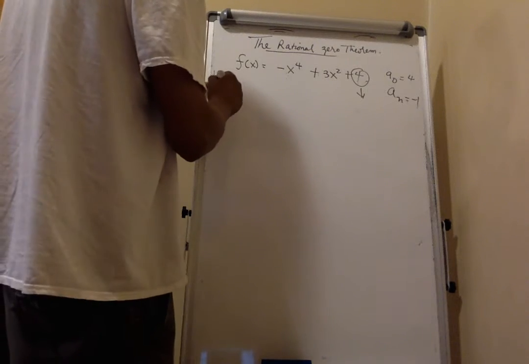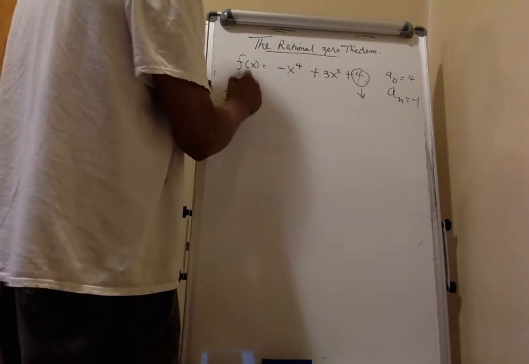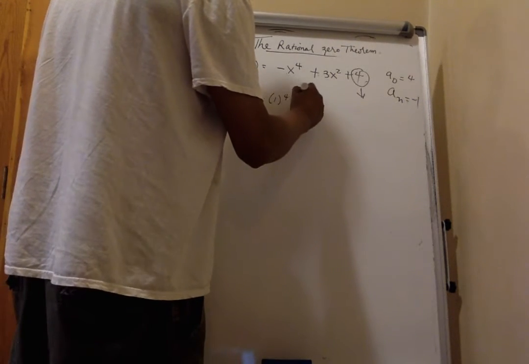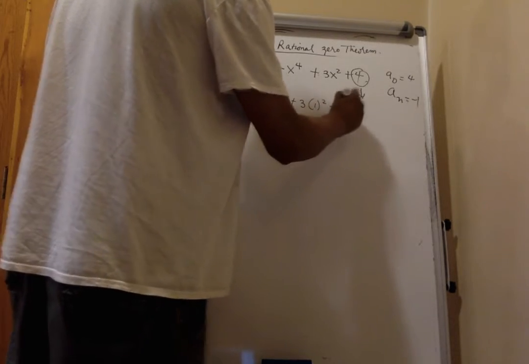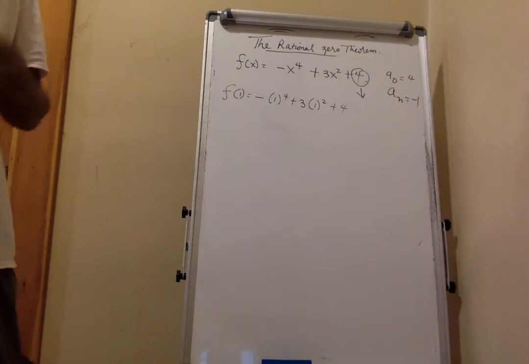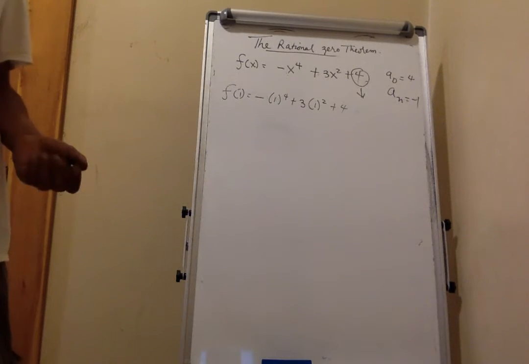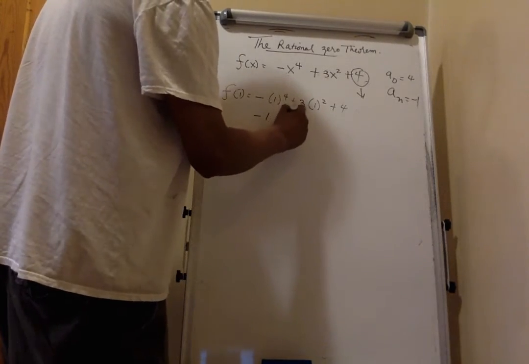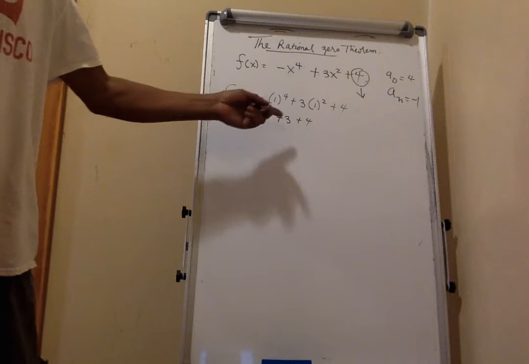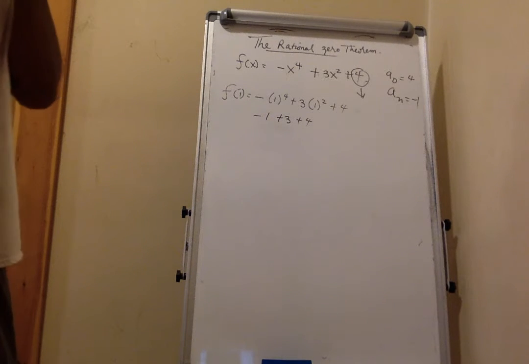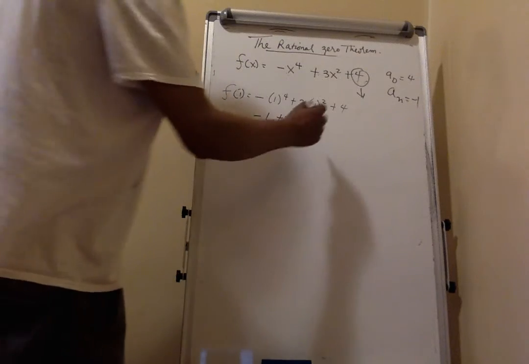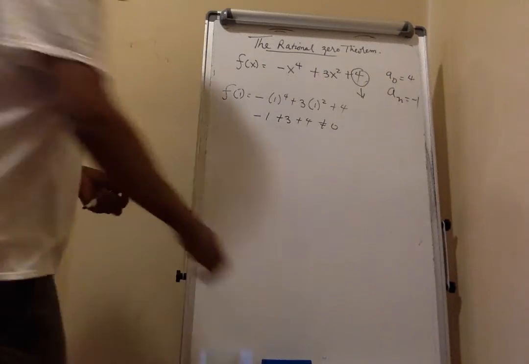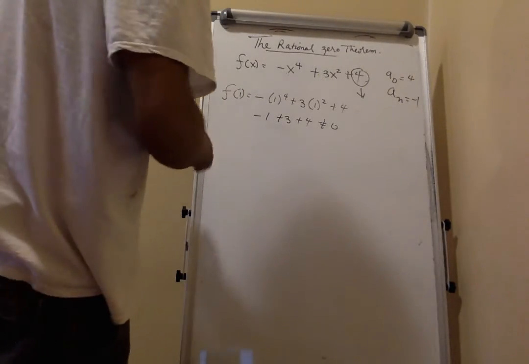Suppose, let's say, let me do f of 1. If I put f of 1, negative 1 to the 4th plus 3 times 1 squared plus 4. This I should get a 0. If it is not a 0, then 1 is not a possible solution. 1 to the 4th is 1, so negative 1 plus 3 plus 4. I'm sure you know that does not give us a 0. It is 6. So I know 1 is not a zero. And you can keep on doing negative 1.